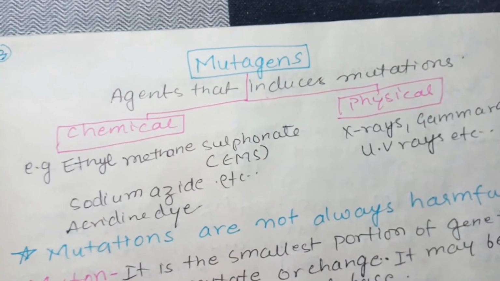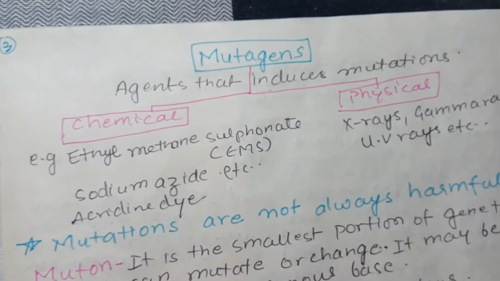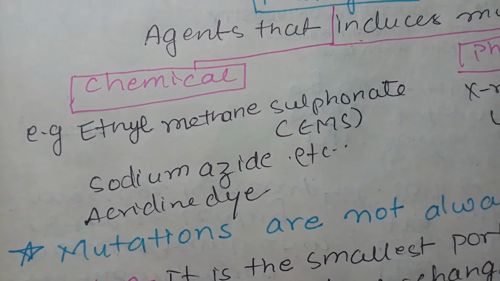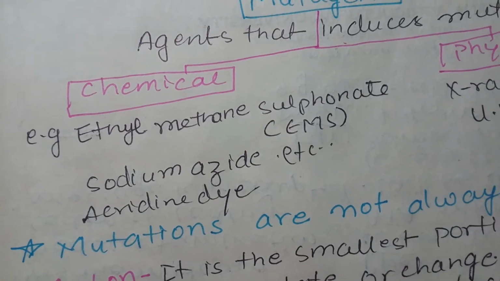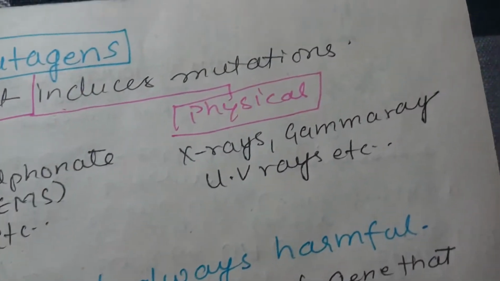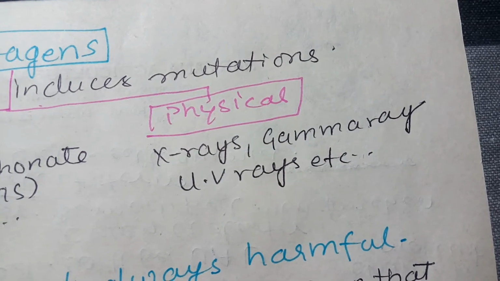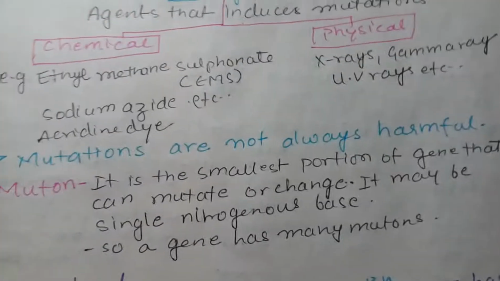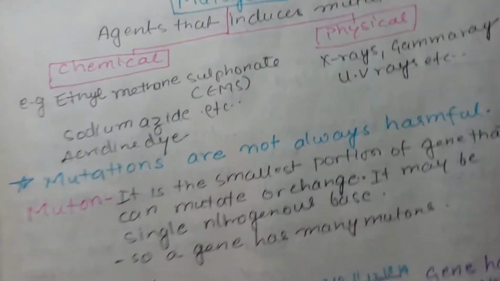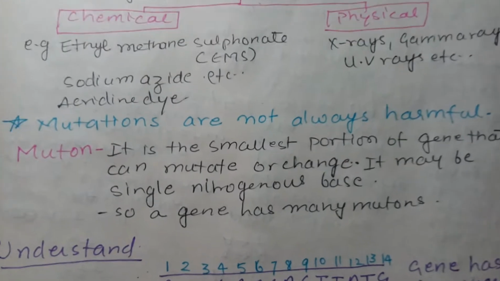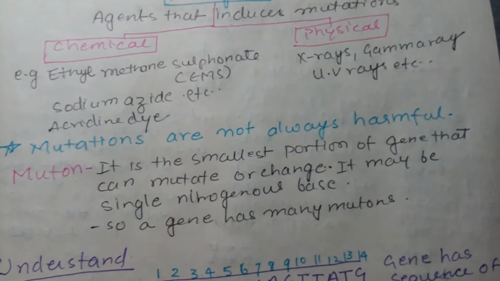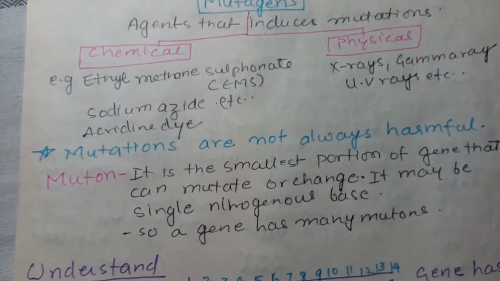Mutagens are the agents that induce mutation, could be chemical or physical. Chemical mutagens are ethyl methane sulfonate, sodium azide, acridine. And physical mutagens are X-rays, gamma rays, UV rays, etc. Now mutations are not always harmful. In the next few chapters we are going to see how mutation is used as a tool in genetic engineering experiments.